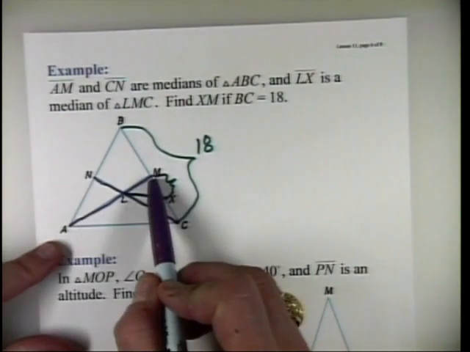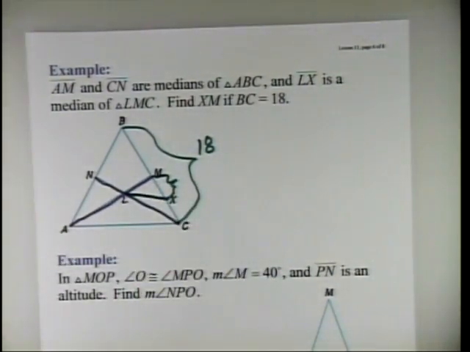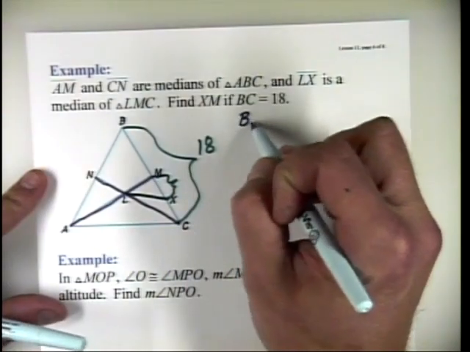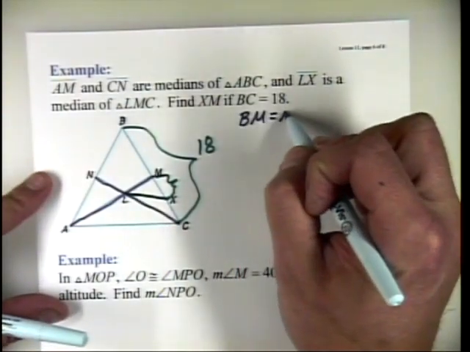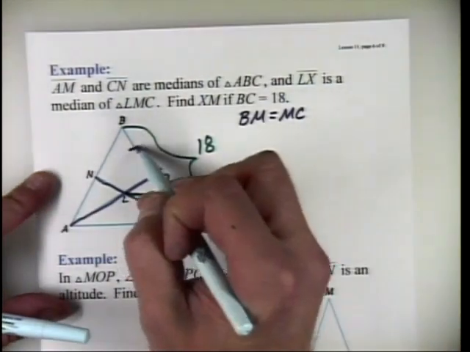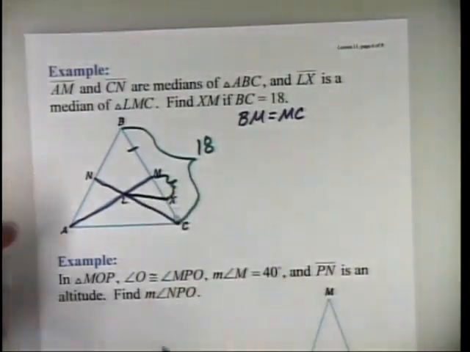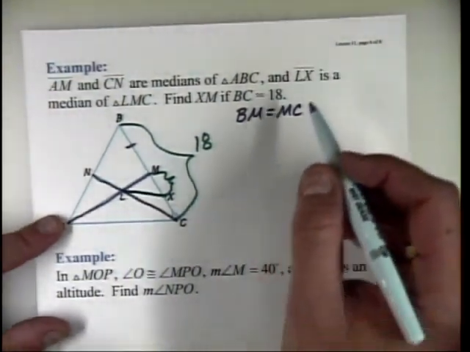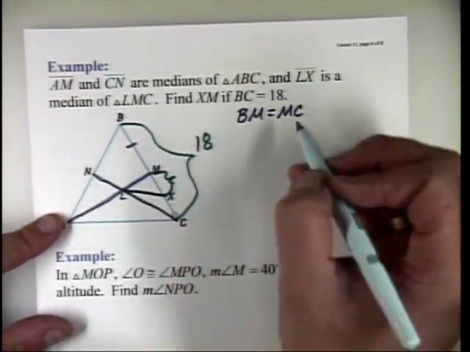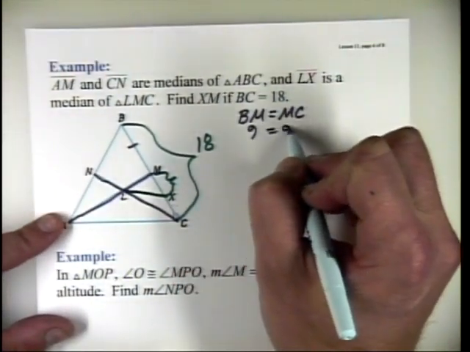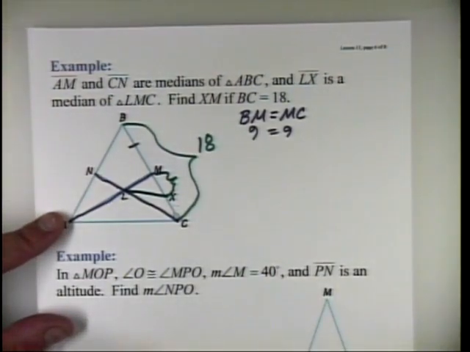Because AM is a median, I know that segment BM is equal to segment MC. That's this one here and the entire segment here, which I can't put a line on because then I wouldn't know which segment I was referring to. Well, since they have to be equal and the whole thing's equal to 18, I know each of those has to equal 9 because 9 plus 9 is 18.